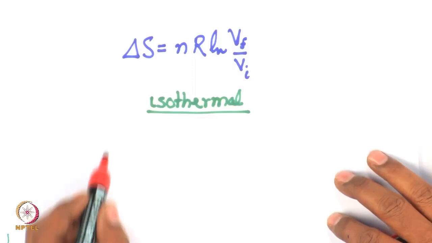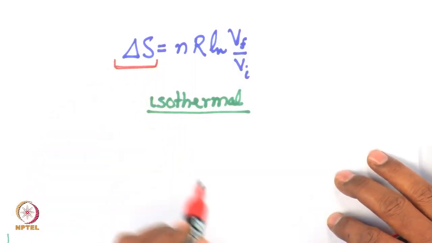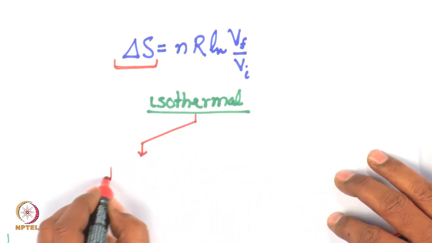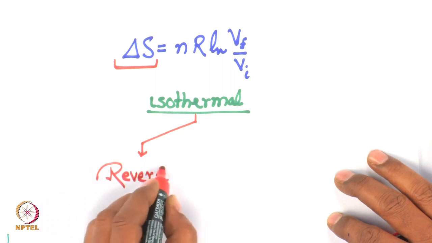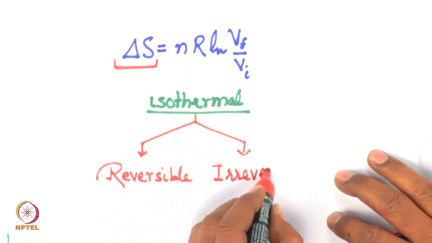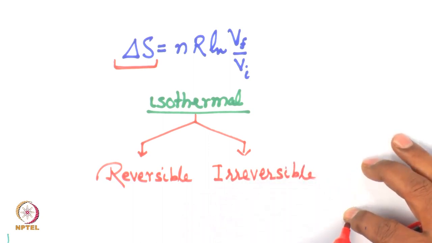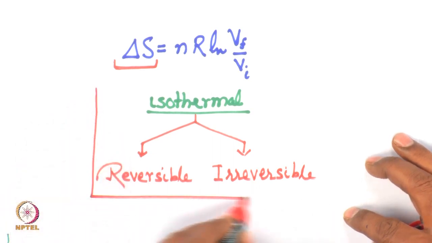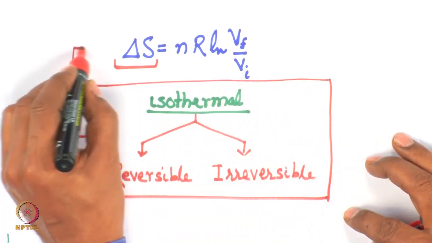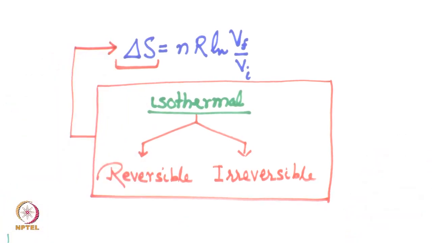Another point to be noticed here is that since entropy is a state function, delta S is going to be the same as long as the process is isothermal, whether it is reversible or irreversible. So, as long as the process is isothermal, it does not matter whether it is reversible or irreversible, we are going to use the same equation to calculate the entropy change when the gas expands from an initial volume of Vi to a final volume of Vf.